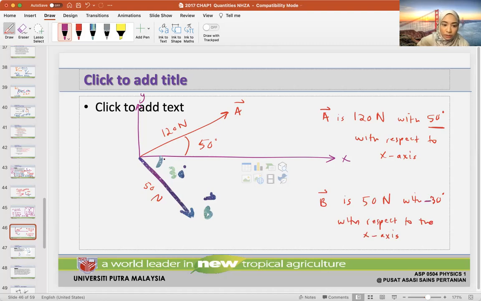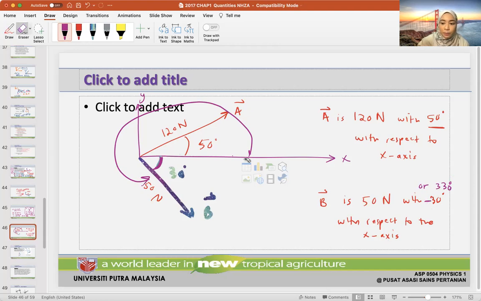Okay, so something to note. When your angle is below the x-axis, it's minus 30. Unless you want to refer to the positive x-axis, I mean, you want to go from here, boleh, but you have to go all the way here, which is 360 minus 30, that gives you 330. So I can say 330 degrees. So 330 is the same as minus 30. But 330 degrees is not the same as positive 30. It's only the same with negative 30.